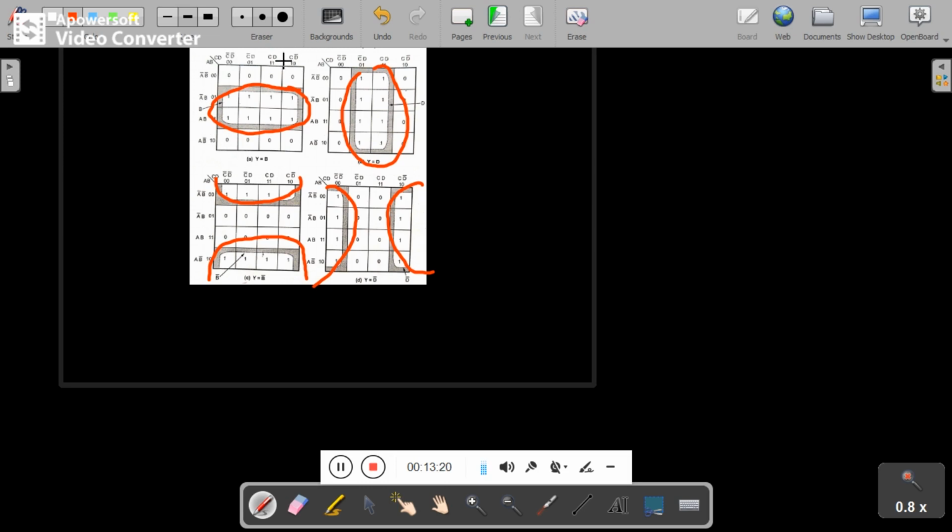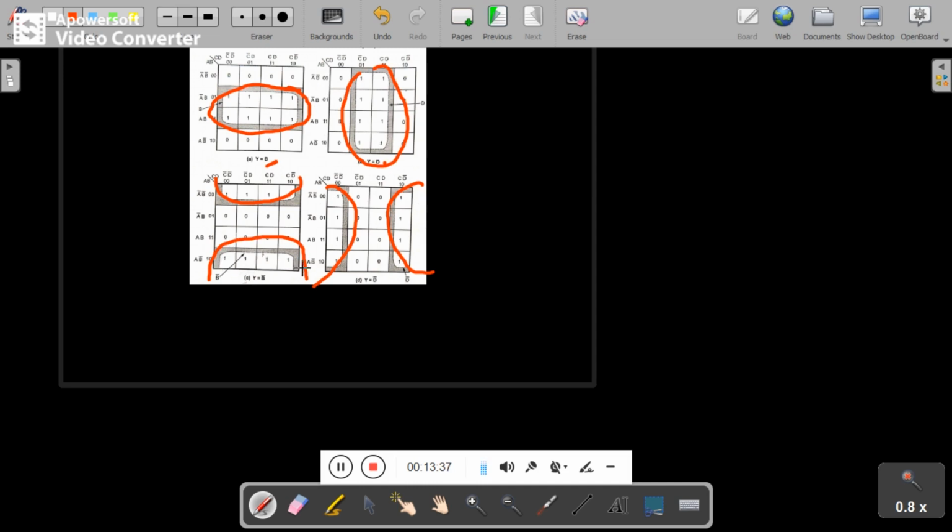Sorry, vertically and horizontally. Vertically B is common. Horizontally all variables will get cancelled. So answer is B. When you make a group like this, you have to see vertically all variables will get cancelled, negated. Horizontally common is D.